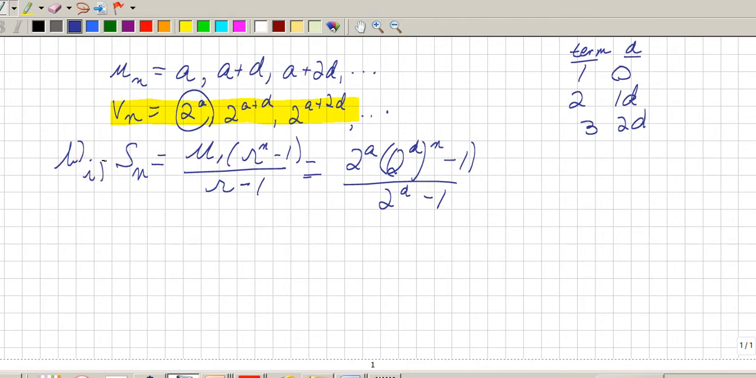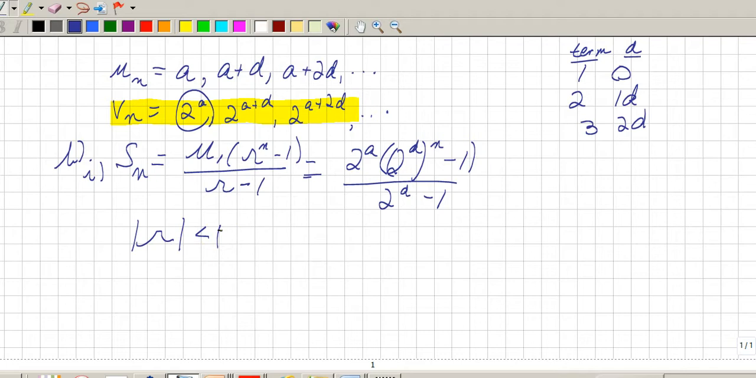Part 2, find the values of D for which the sum, or the series, exists. Well, since we know it's geometric, the geometric infinite series converges when the absolute value of the common ratio is less than 1. So if the common ratio is less than 1, then that sequence converges.